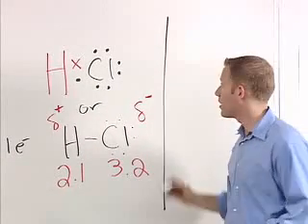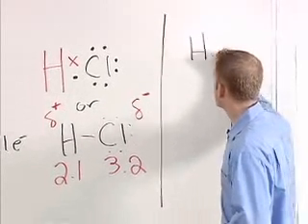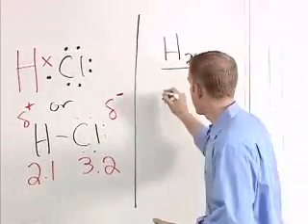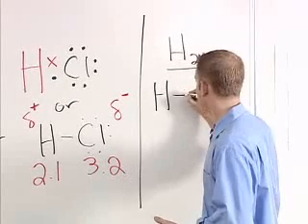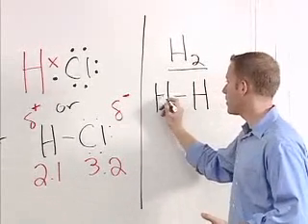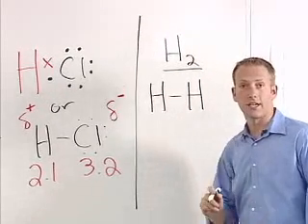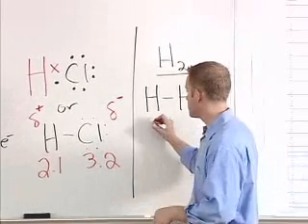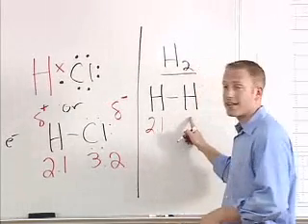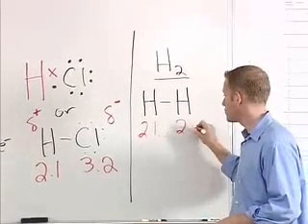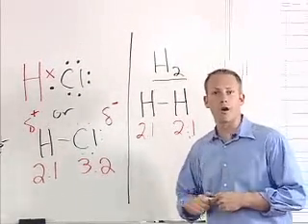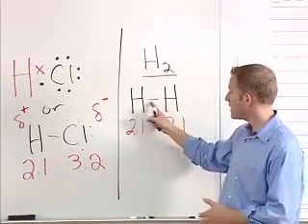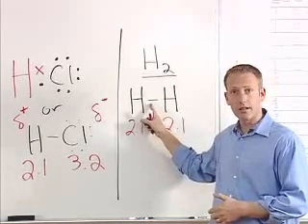Let's say I wanted to draw H2. That's two hydrogen atoms together. Hydrogen and hydrogen. They both want to gain one electron, so this is what their bonding looks like. Now, the electronegativity of hydrogen is 2.1. And the electronegativity of this hydrogen is also 2.1. Which one's pulling harder? Neither. They have the same pull. So they're sharing these electrons equally.